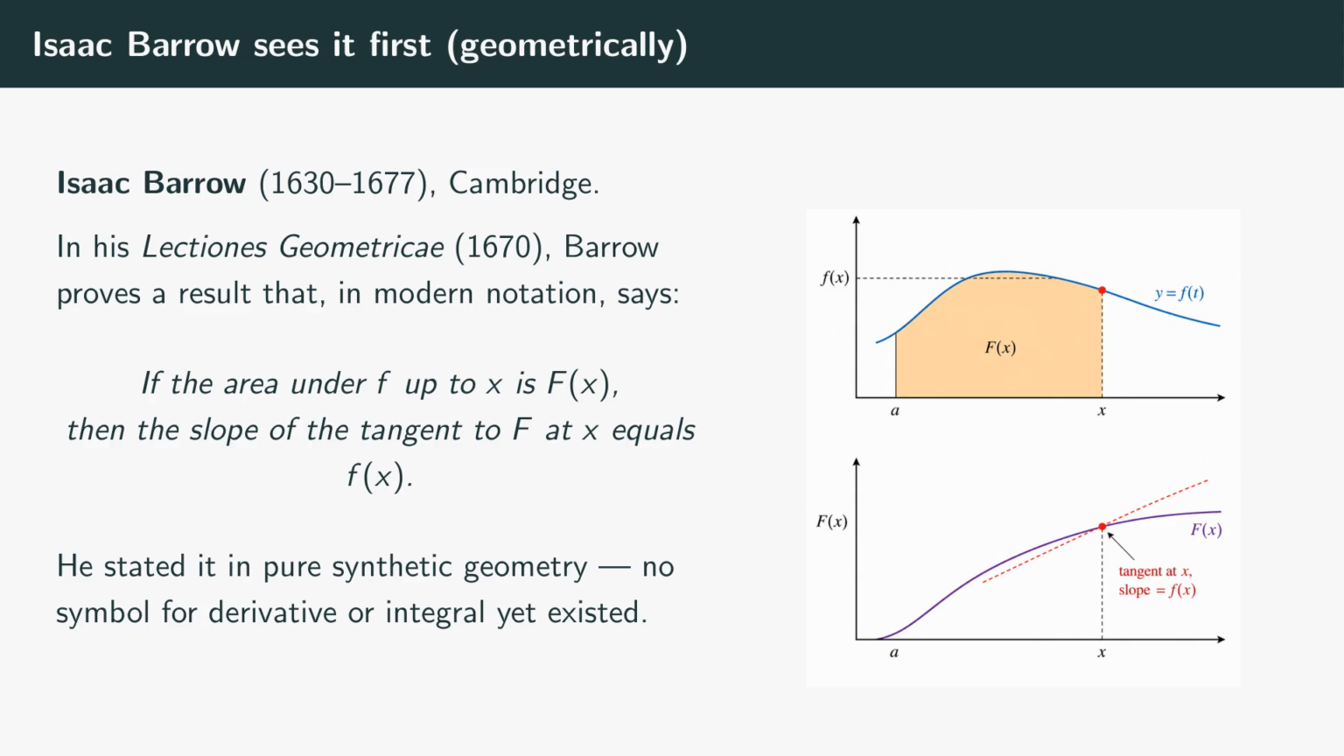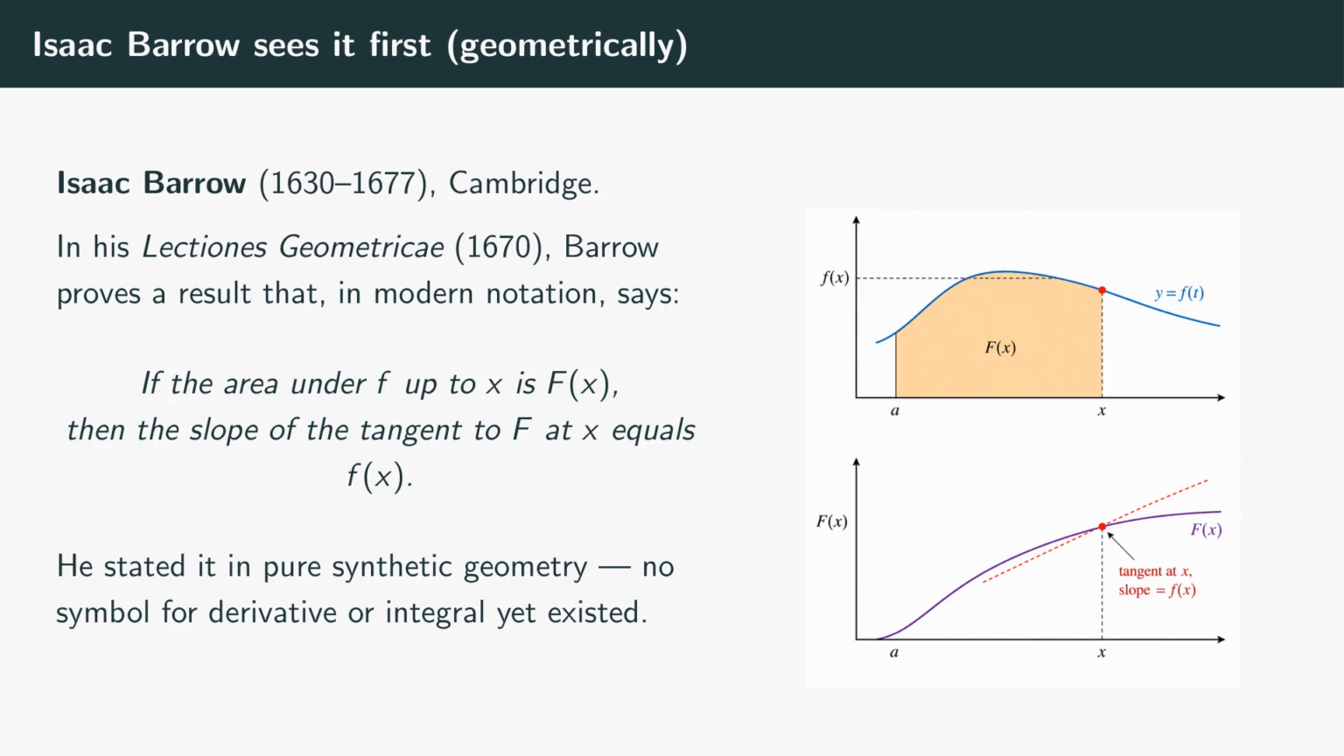The first person to really see that derivatives and integrals were inverse operations was Isaac Barrow, Cambridge professor, 1660s, holder of the Lucasian chair of mathematics, the same chair that would later belong to Newton, then Babbage, then Dirac, then Hawking. Quite a lineage to start with.